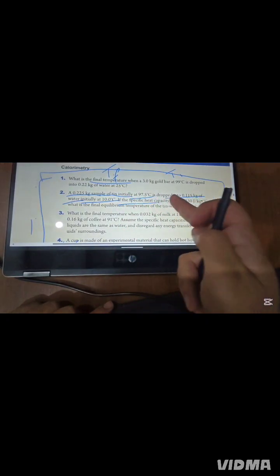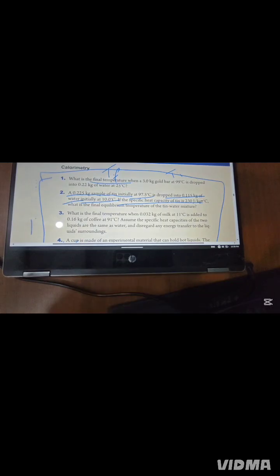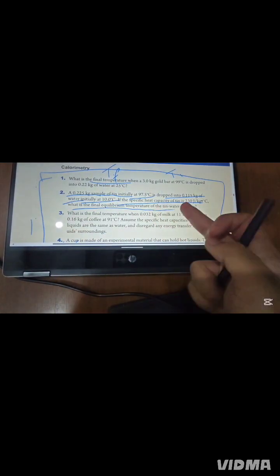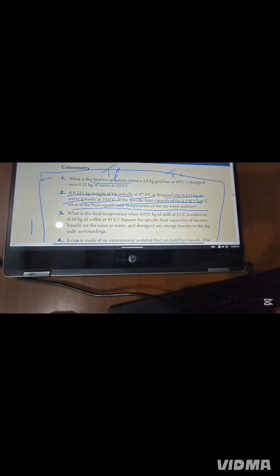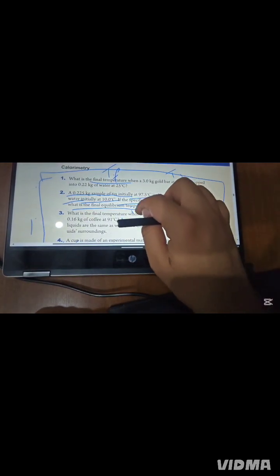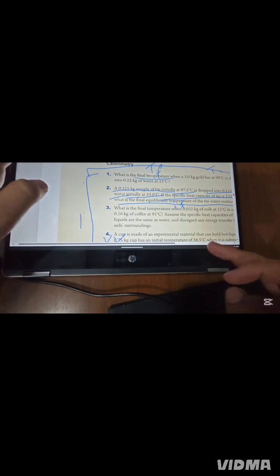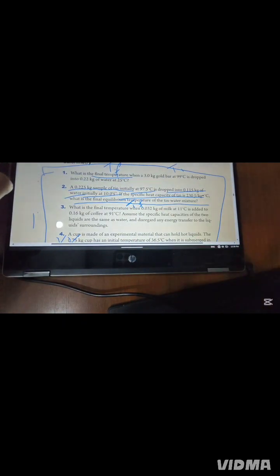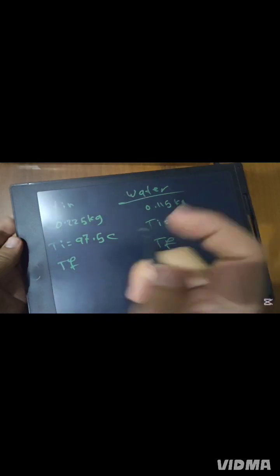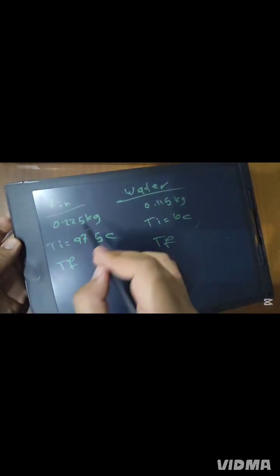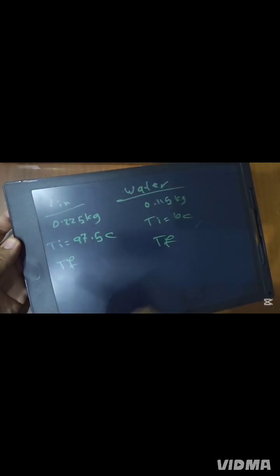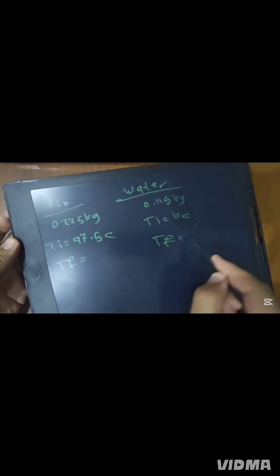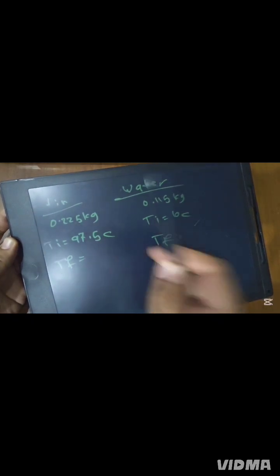The specific heat capacity of this object they gave us, it's okay, good. What is the final equilibrium temperature? Find TF, find the final temperature. And as I told you, the final temperature means the temperature for both of the objects. We have two objects, this object and water, the mass of each one, and the first temperature of each one. The question says find the final or equilibrium temperature, meaning the final temperature for both of them.